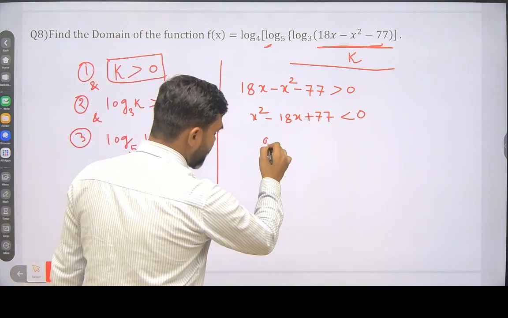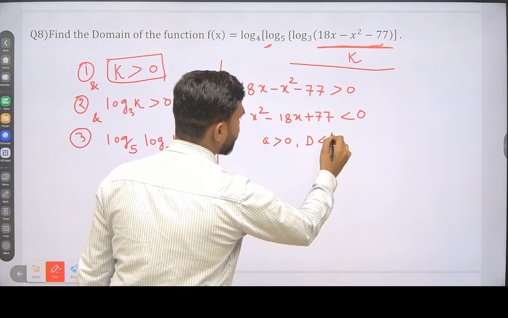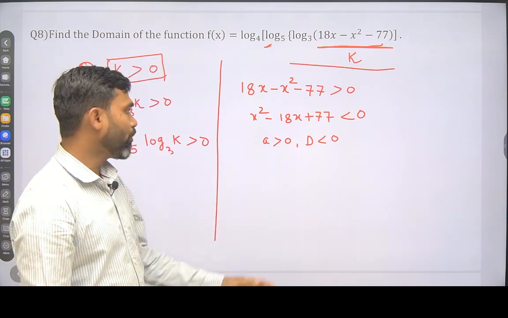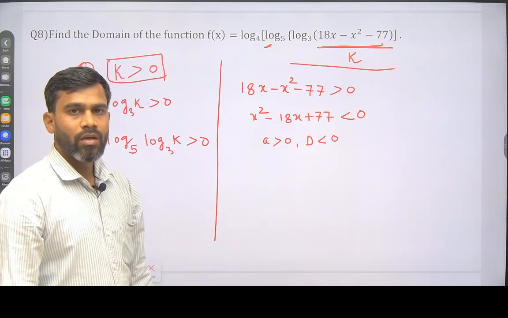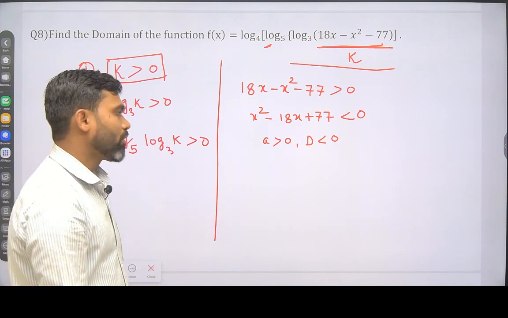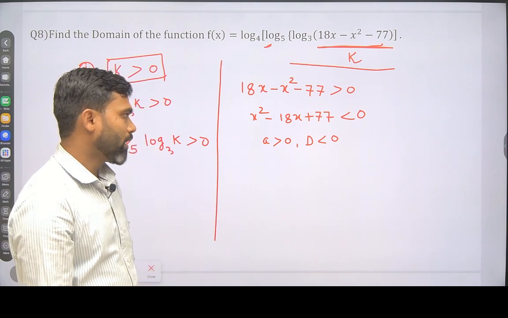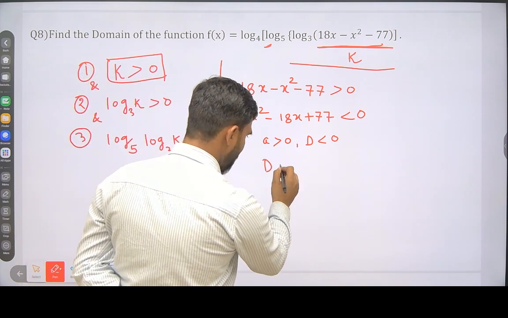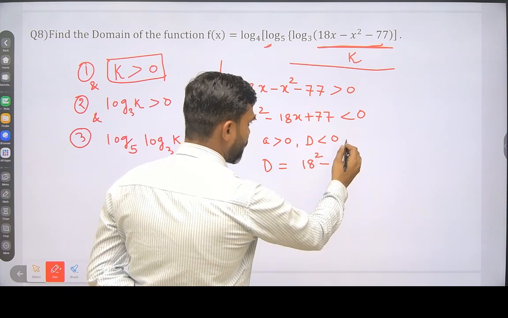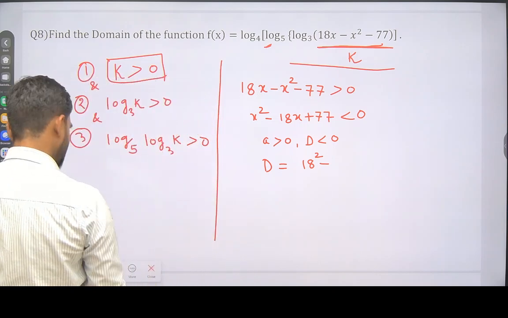Now if you see A is positive and D, if you try to find out D, it is of course negative. B square minus 4AC. What is B square? 324, and 4AC of course it will be more than 324, right? 77 into 4, so it will be more than 324, right? Yes or no? Let us check. What is D? D is 18 square minus, no, it may not be negative. Just a second.